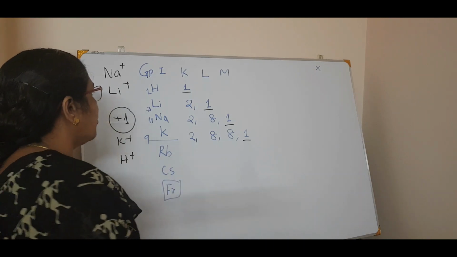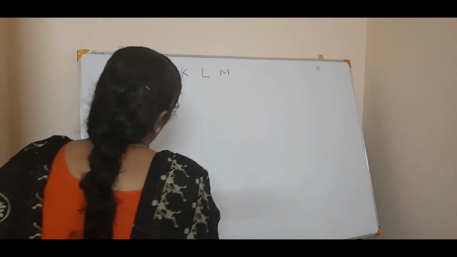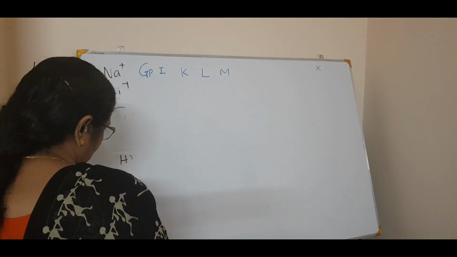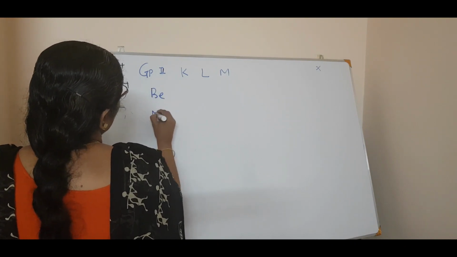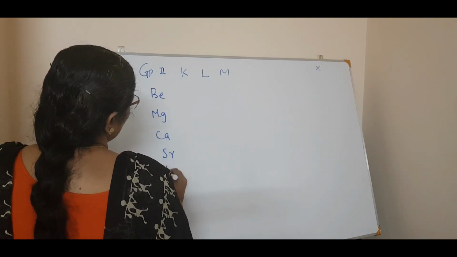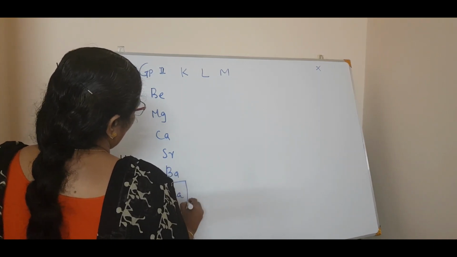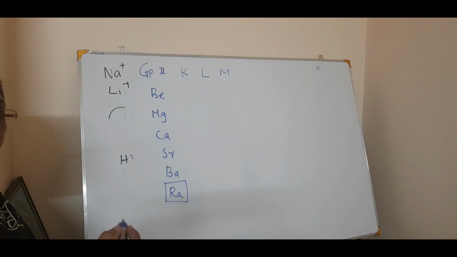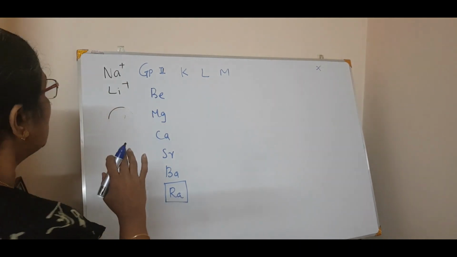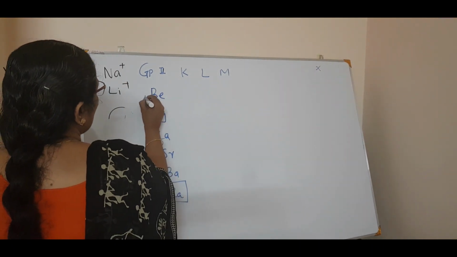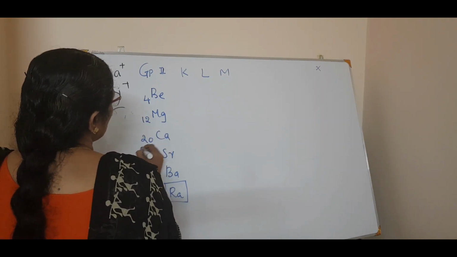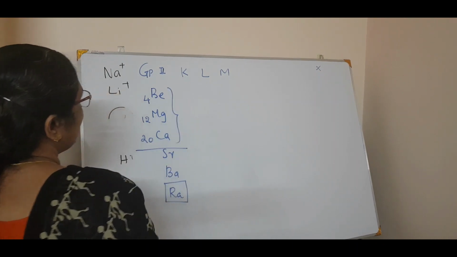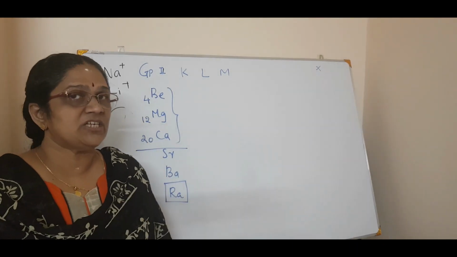But now we saw the first group. Okay. Now we will move on to the second group. Now we will see whether some similarity is there or not. The second group is beryllium, magnesium, calcium, strontium, barium and radium. Radium being radioactive, we won't discuss anything about radium because its half-life is very, very short. So beryllium is having atomic number 4. Magnesium is having 12. Calcium is having 20. So at least for these 3 elements, please write the electronic configuration.